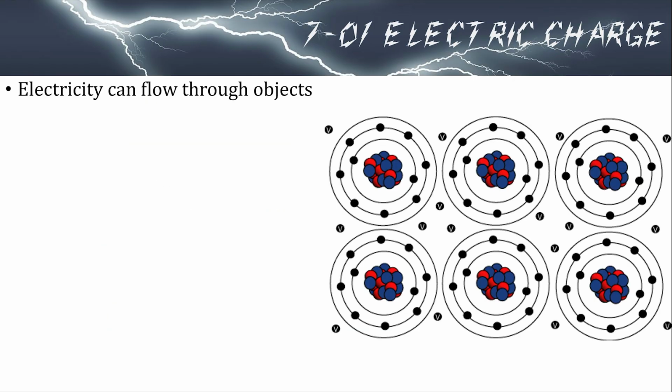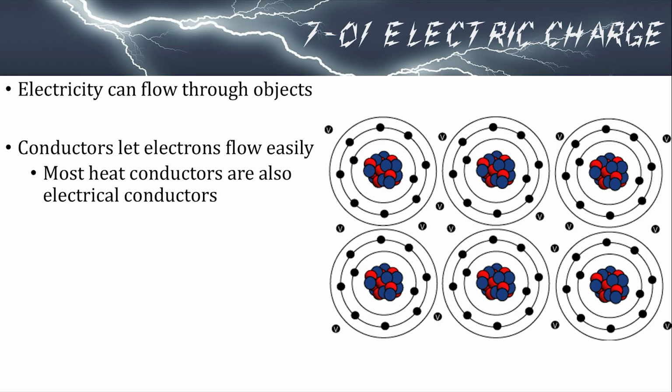Electricity can flow through objects. Conductors let the electrons flow easily. Most heat conductors are also electrical conductors, and the best conductors are usually metals. Why metals? Because they have these valence electrons that are very loosely held on. So these little electrons can go wherever they want and aren't closely tied to any particular nucleus.